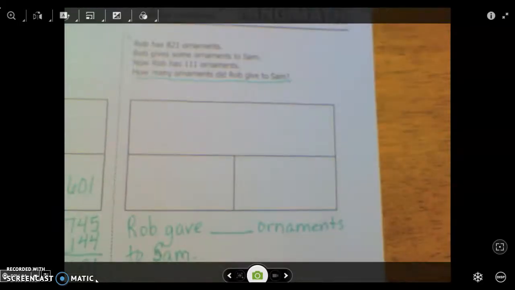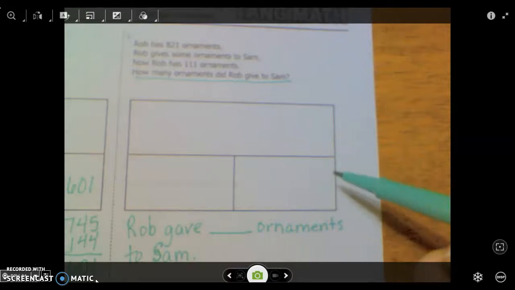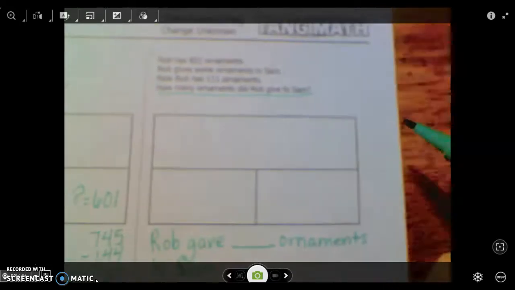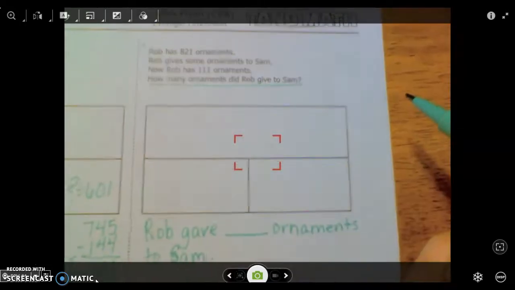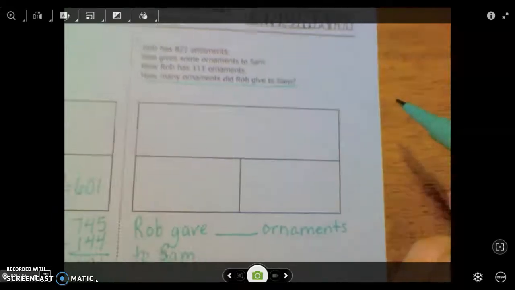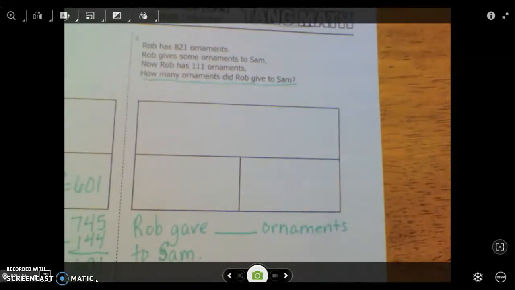My next question is who or what is this problem about? The problem is about ornaments. Now let's draw a model. The model's already drawn for you. Now let's fill in our missing pieces. This is another part-whole problem. We know that Rob has 821 ornaments, so we know our whole.